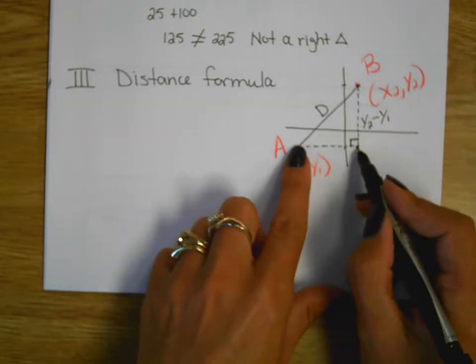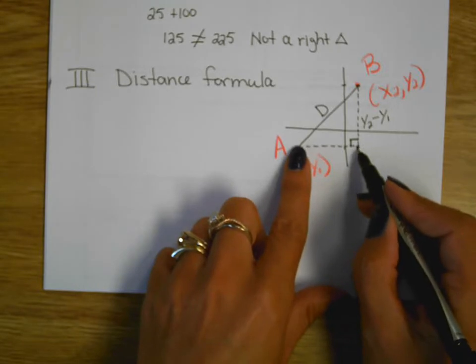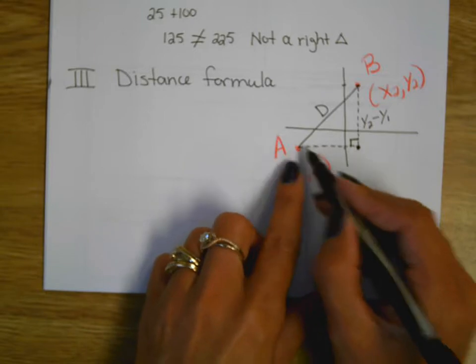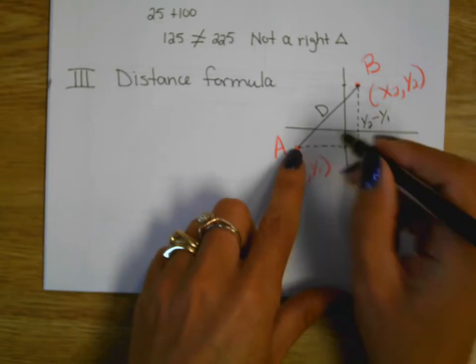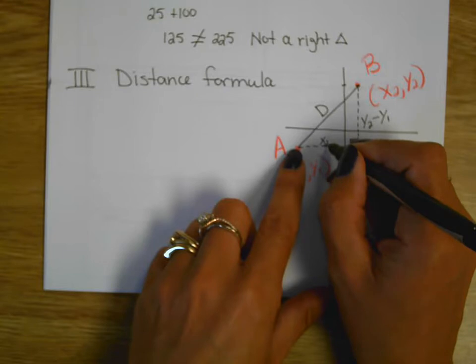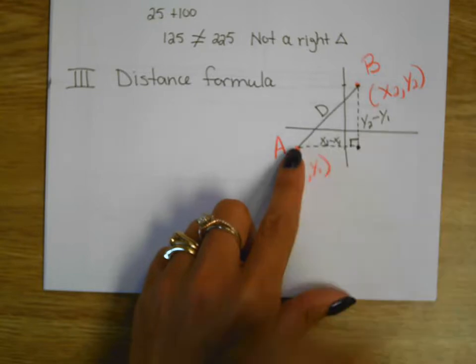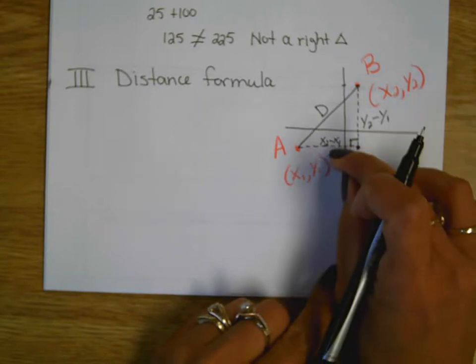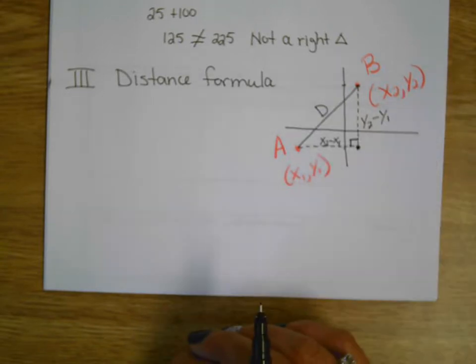Now I want to do the same thing horizontally. Well, what do I know about this horizontal distance? It equals x2. This one equals x1. So how would I get that length? Subtract again. x2 minus x1. So there's leg 1, there's leg 2, there's my hypotenuse.